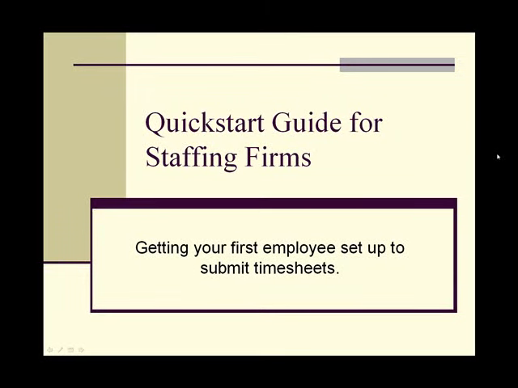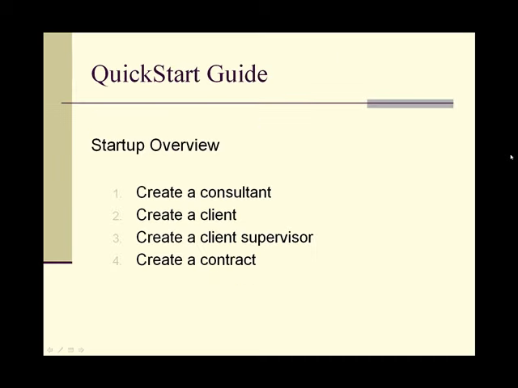What we're going to talk about today is getting your first employee set up to submit timesheets. There are 4 steps to the process we're going to take a look at. First is to create a consultant, then a client, a client supervisor, and last a contract. So without further ado, let's open up Tempus and see how to do this.